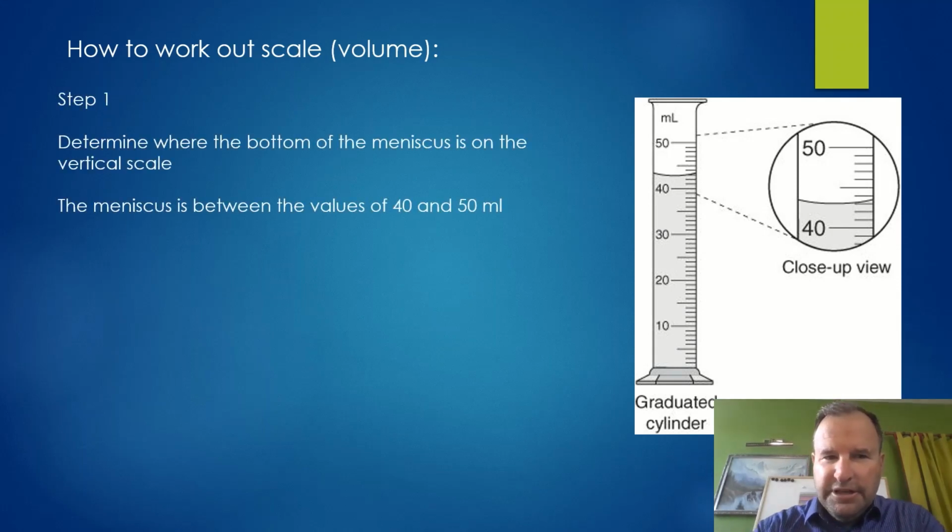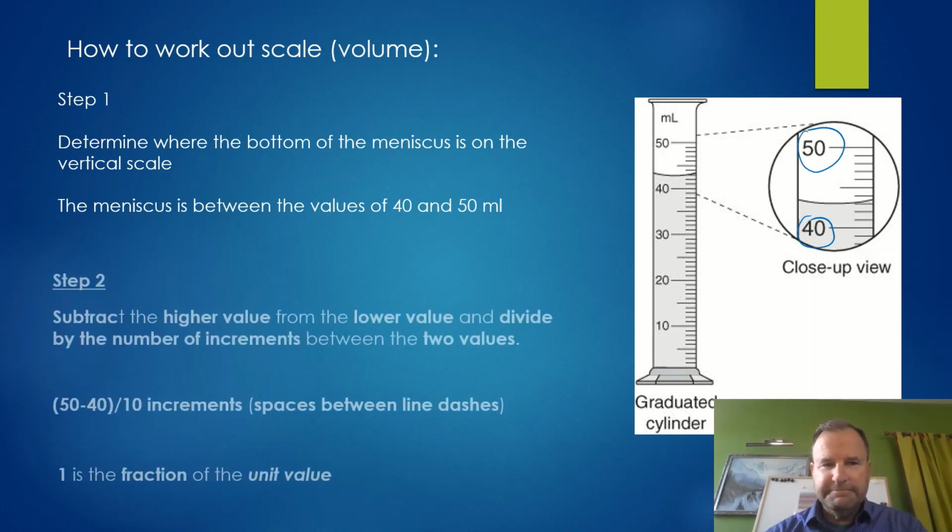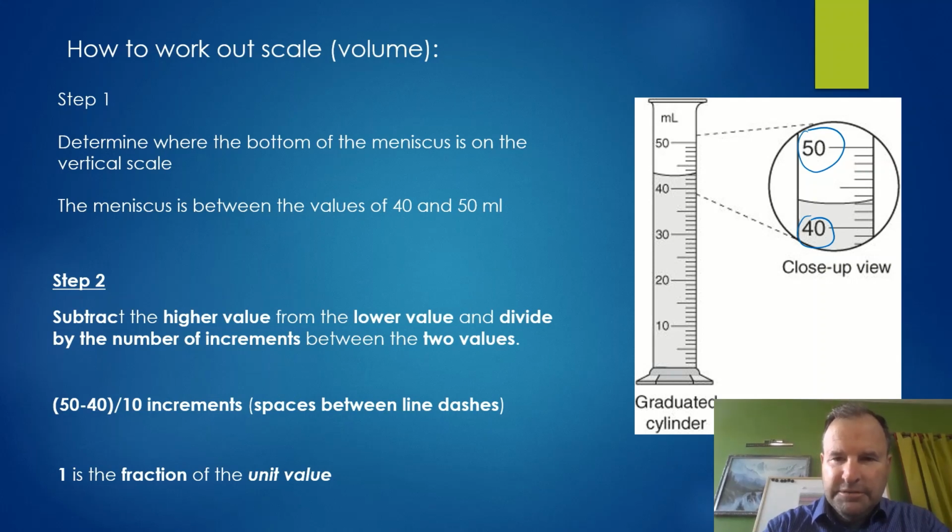Now, the first step is that we're looking at where the meniscus is between the values of 50 and 40. Note the numbers 50 and 40. Now you subtract the lower number from the higher number. I'm just going to put that in green. The higher number here is 50, and we're going to subtract 40.